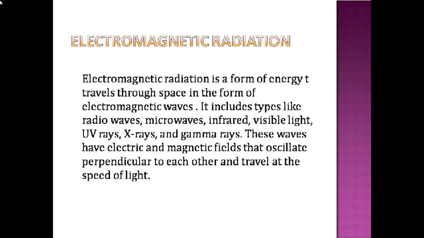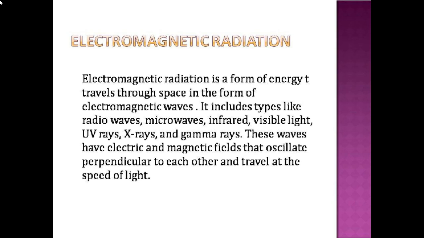Electromagnetic radiation. Electromagnetic radiation is a form of energy that travels through space in the form of electromagnetic waves. Electromagnetic, the name itself says there is an electric field as well as a magnetic field, both combined, and they are perpendicular to each other in electromagnetic radiation. It includes types like radio waves, microwaves, infrared, visible light, UV rays, X-rays and gamma rays.